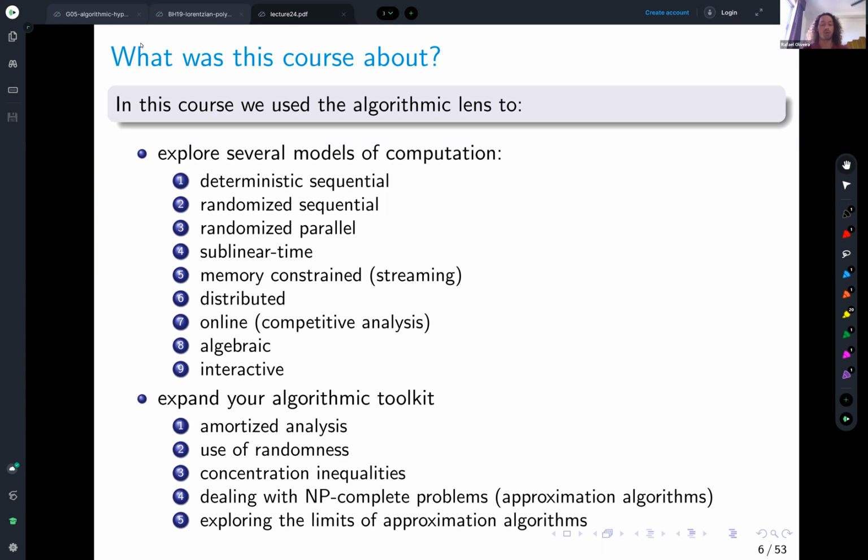By using approximation algorithms, which are well beyond the combinatorial approximation algorithms that you may have learned in previous classes, right, with integer and semi-definite programming relaxations. And we also learned about hardness of approximation to explore the limits of approximation algorithms, right? So these are things that we learned in this course.